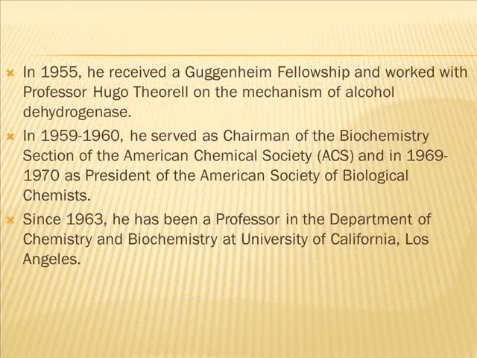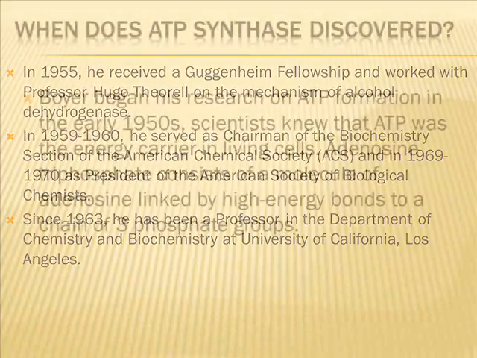In 1955, he received a Guggenheim Fellowship and worked with Professor Hugo Theorell on the mechanism of alcohol dehydrogenase. In 1959 to 1960, he served as chairman of the biochemistry section of the American Chemical Society, and in 1969 to 1970 as president of the American Society of Biological Chemists. Since 1963, he has been a professor in the Department of Chemistry and Biochemistry at the University of California, Los Angeles.